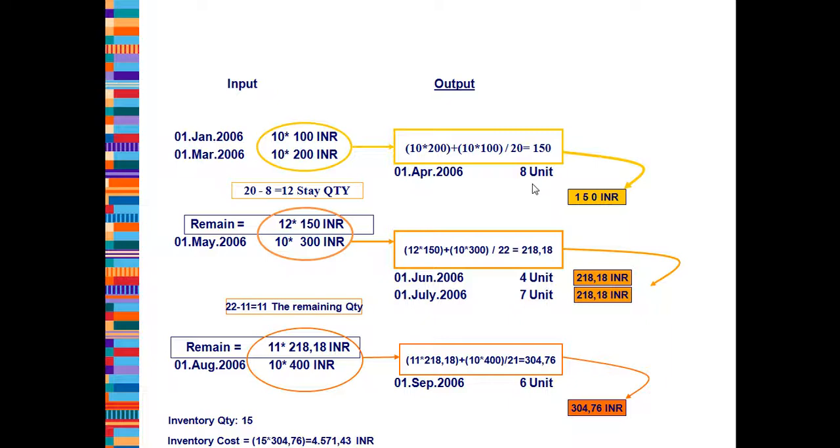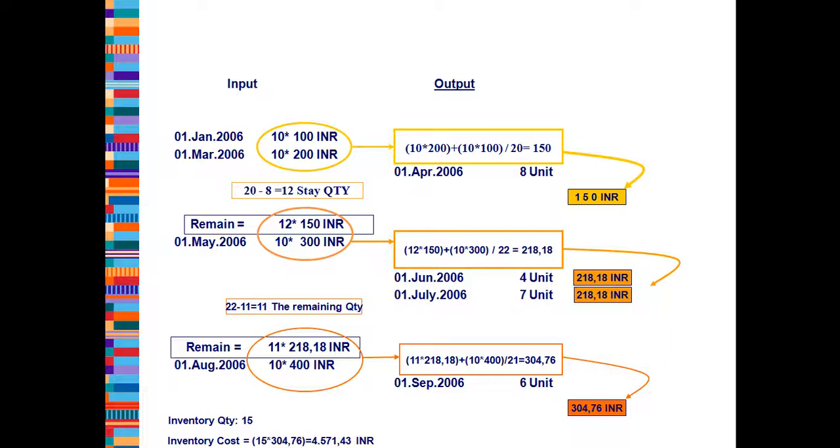Now I sell only 8 units of the 20 units. Suppose I sell each unit at a price of 250 rupees. As the unit cost is 150 rupees and the selling price is 250 rupees, the profit will be 100 rupees. Now I am left with 12 materials, as I sold 8 units. The unit cost of the 12 materials is 150 rupees.